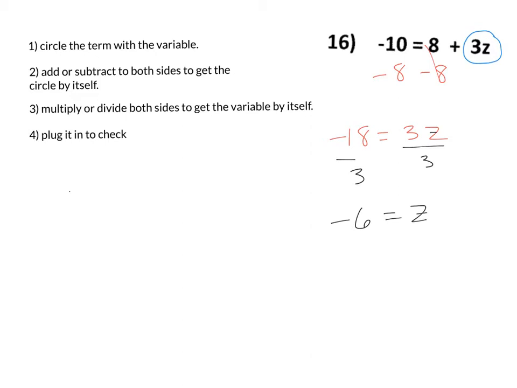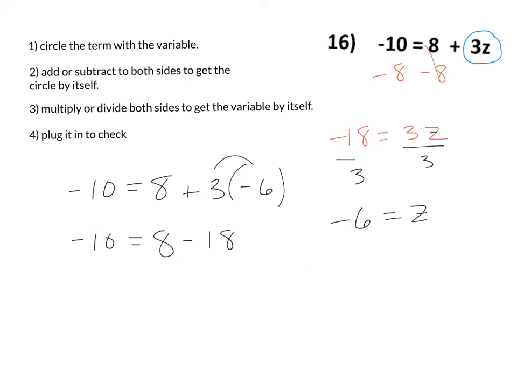Let's plug it in and check it. I got negative 10 equals 8 plus 3 times negative 6. 3 times negative 6 is negative 18. Negative 10 is equal to 8 minus 18, which is negative 10. There is my check for number 16.